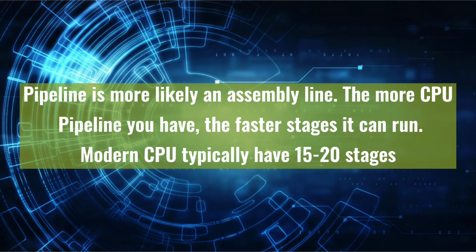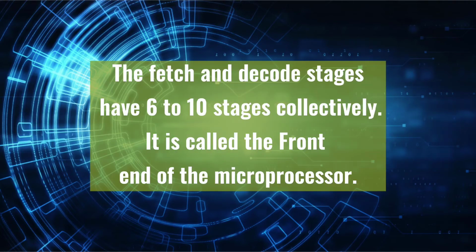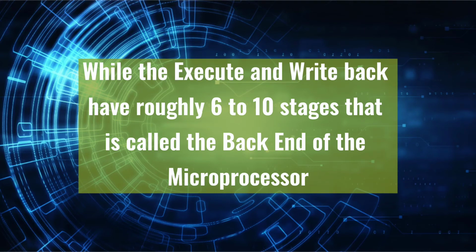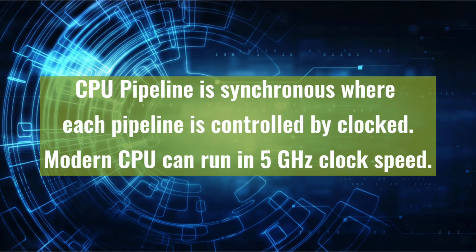Modern CPUs typically have 15 to 20 stages. The fetch and decode stages have 6 to 10 stages collectively. It is called the front end of the microprocessor. While the execute and write back have roughly 6 to 10 stages, that is called the back end of the microprocessor. The CPU pipeline is synchronous, where each stage is controlled by a clock. Modern CPUs can run at a 5 GHz clock.